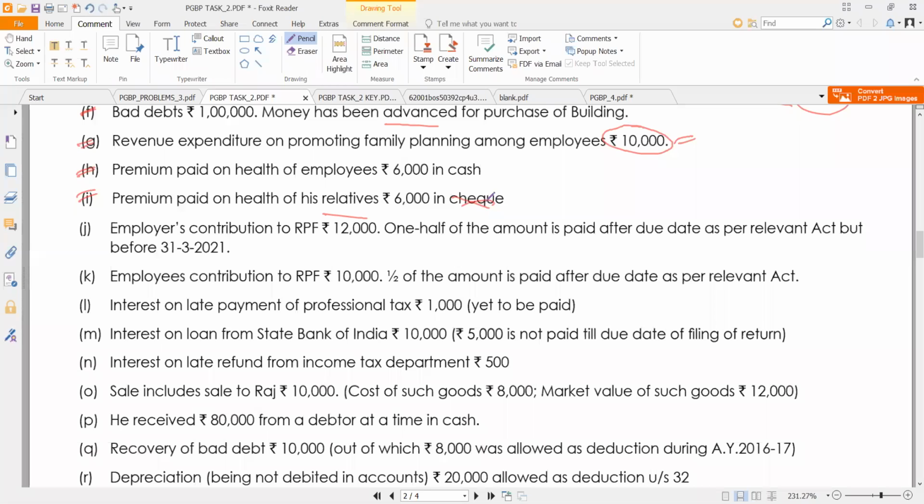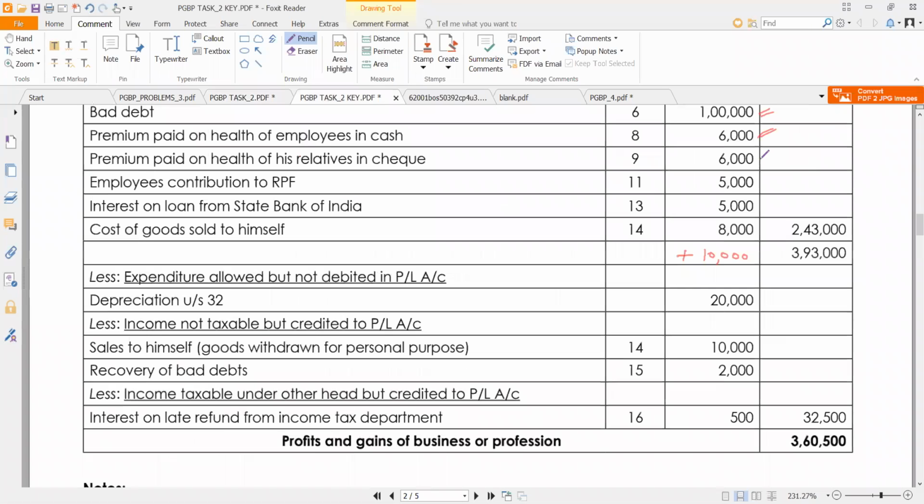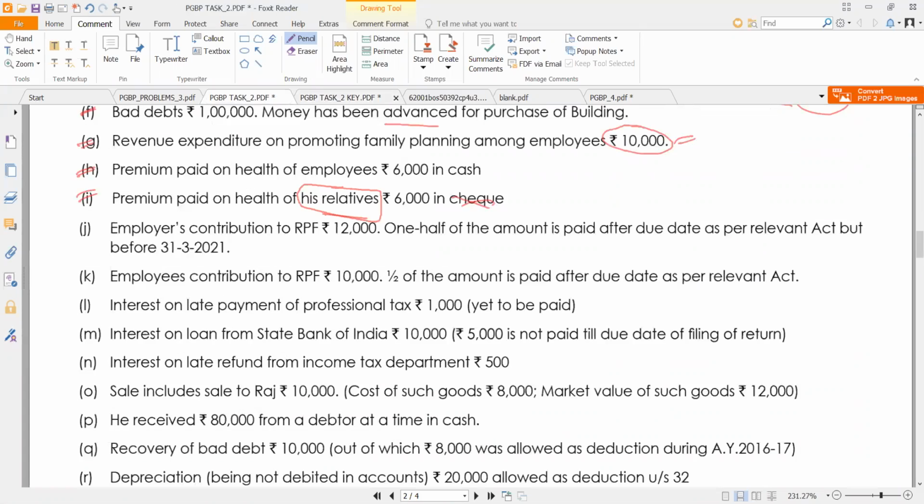By cheque it is paid, it is okay, no? No, it is not okay, because it is not paid on the health of his employees. It is paid for the health of relatives. It's a personal expenditure. Personal expenditure is fully disallowed, irrespective of however it is paid.